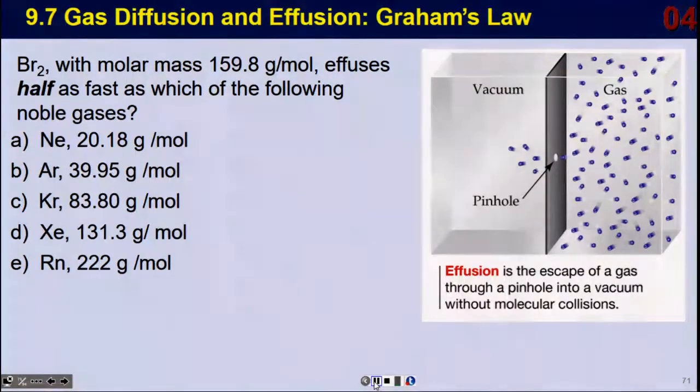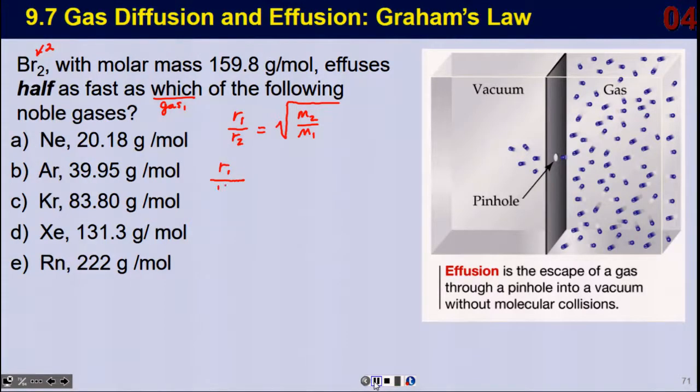So the rate of one gas is related to the rate of the second gas. And its ratio is going to be the square root of the mass of gas 2 divided by the mass of gas 1. So to make this easier, let's call bromine gas 2. And the one we want to determine is going to be gas 1. So which one? That will be gas 1. The rate of the bromine is 1/2. So the rate of gas number 1, the one we want to find, is half as much for the bromine.